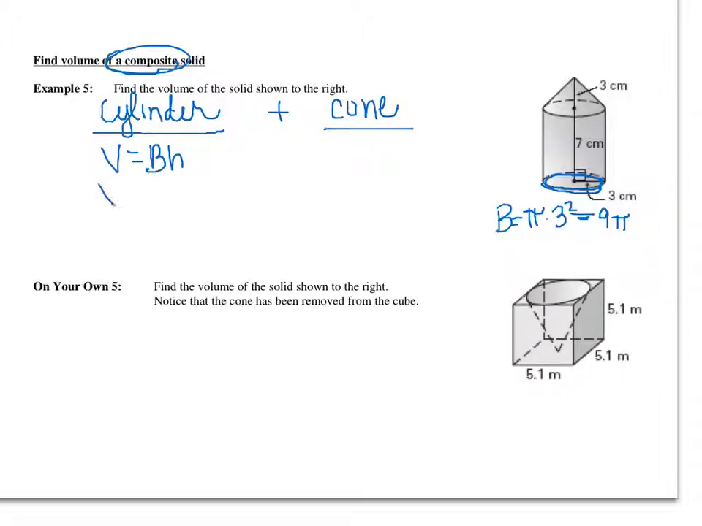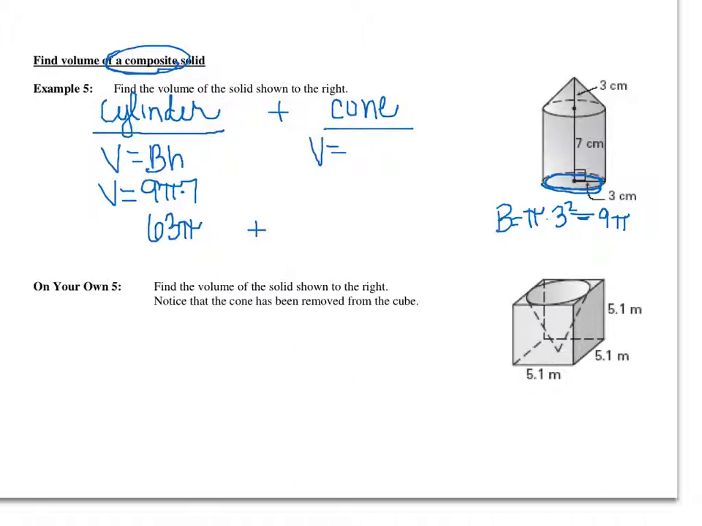So for my cylinder, my volume is 9 pi times my height of my cylinder, which is 7. So 9 times 7 is 63 pi. That's the volume of my cylinder. Plus, I need to add to that the volume of my cone.